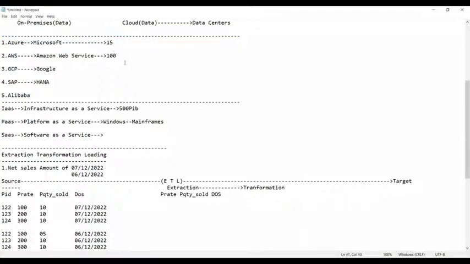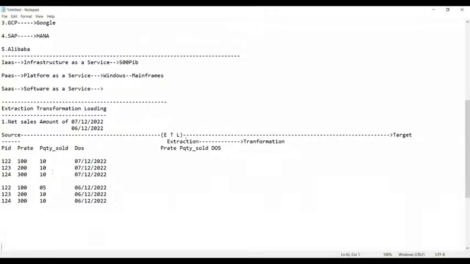Okay, sorry guys, it got disconnected. Now we were discussing this. Can you see here, the first part is extraction. Out of all this, we require to pull in the product rate, product quantity sold, and DOS. A new date of sales is required in the process of extraction.